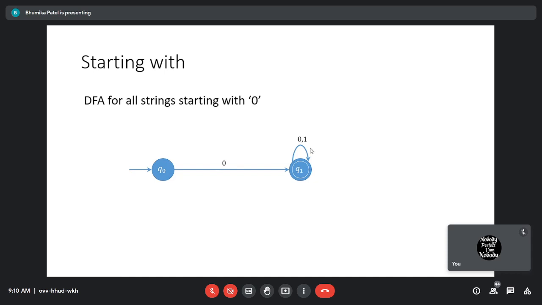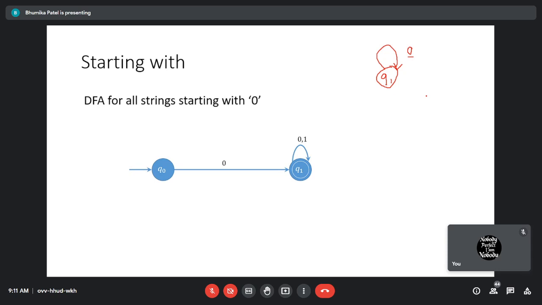Clear everyone? Okay, so here self loop means 0 or more occurrence. For example, I have any state Q1, and if I write only 0 here, what will happen? 0 can appear 0 times, 1 time, 2 times, 3 times, and any number of times. 0 or more occurrences of this character.